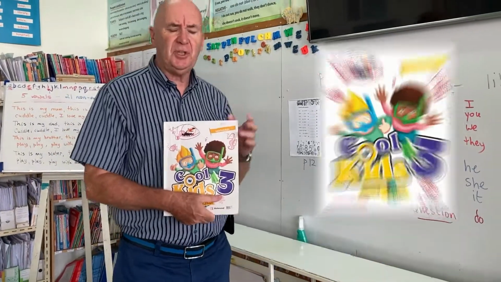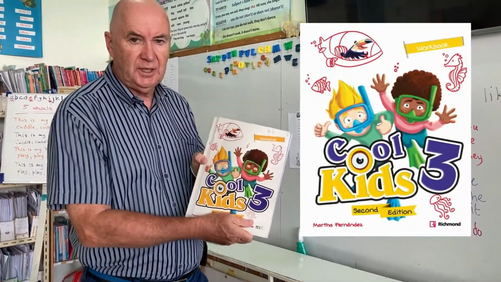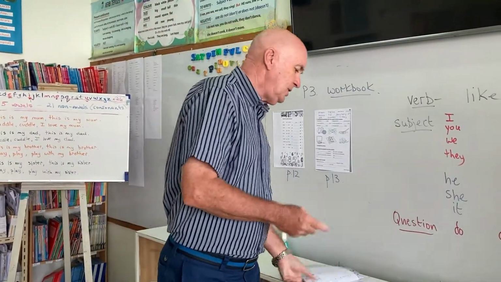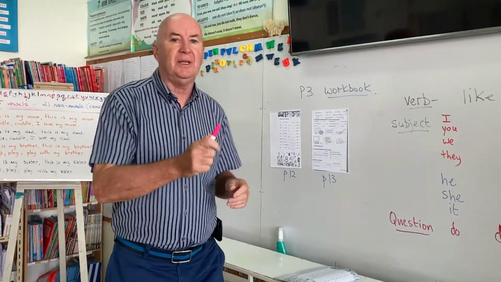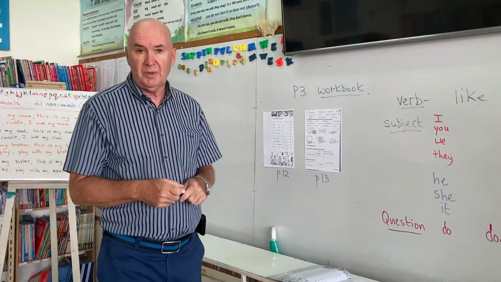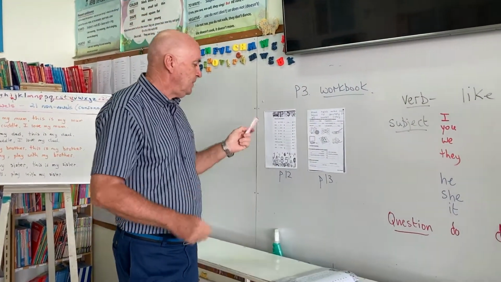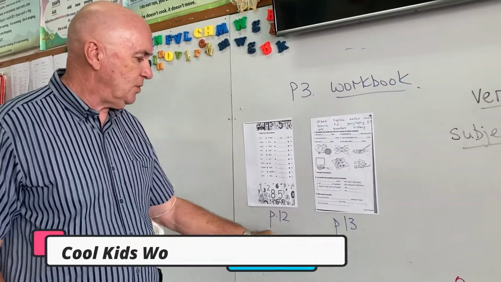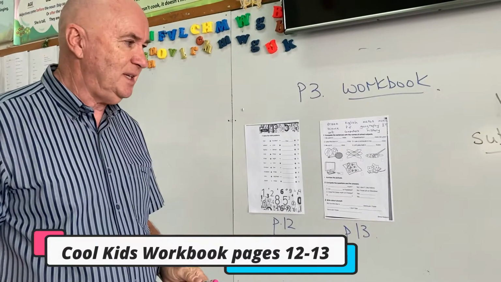Right, the first part of the Cool Kids book is all about school subjects. So this is the last little bit on school subjects before we go on to a new thing in the book. So let's have a look what we've got to do. To finish it off, we just need to do workbook 12 and workbook 13.